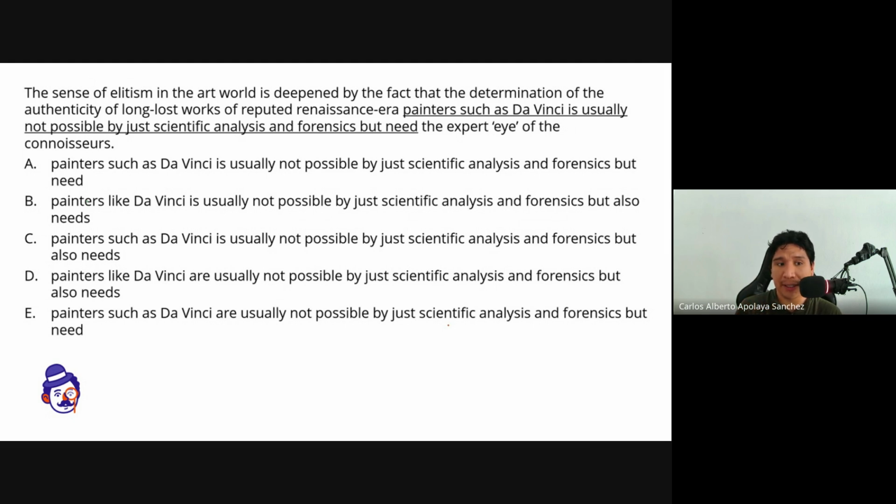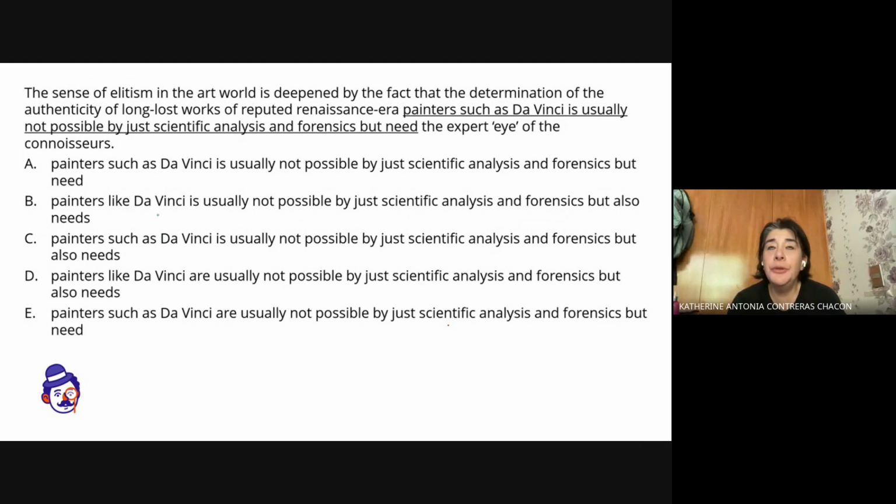What is the main point, or what are we supposed to do in this exercise? Choose the best option for this underlined sentence. So let's analyze the first one. It says painters such as, painters like. So which one is correct, like or such as? What you're supposed to do here is how do we use such as and how do we use like? Do you know the difference between like and such as?